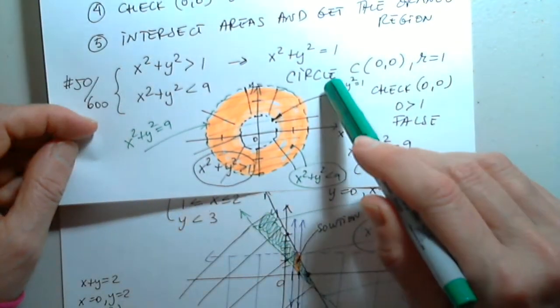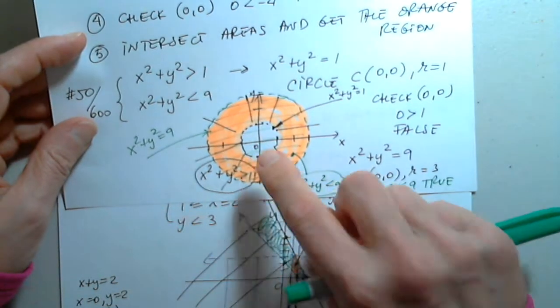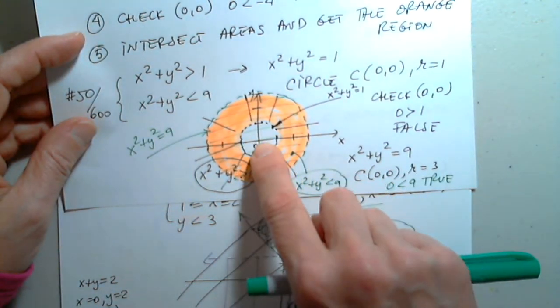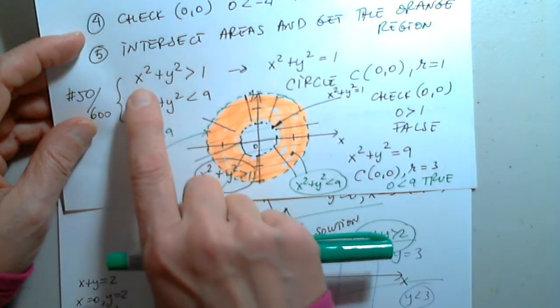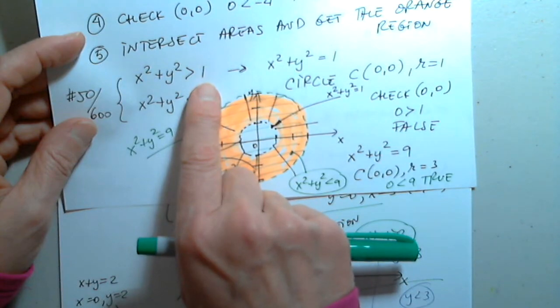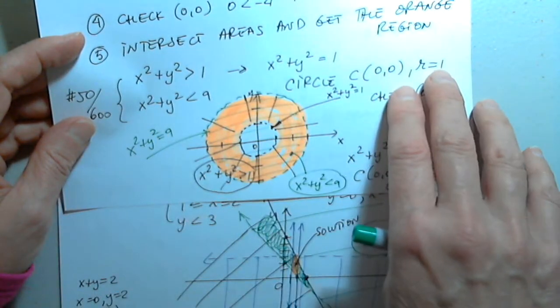So first we start with the first circle. And the first circle, we check with 0, 0. You see the arrow here tells you which one it is. So is 0, 0 greater than 1? No. So I cannot shade in the inside, I have to shade in the outside.